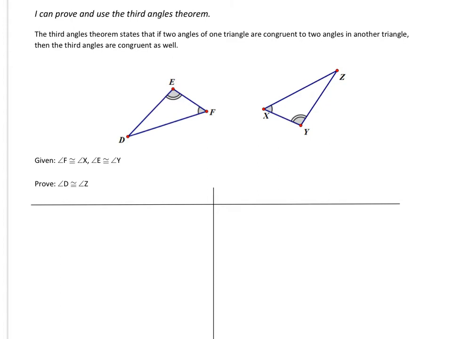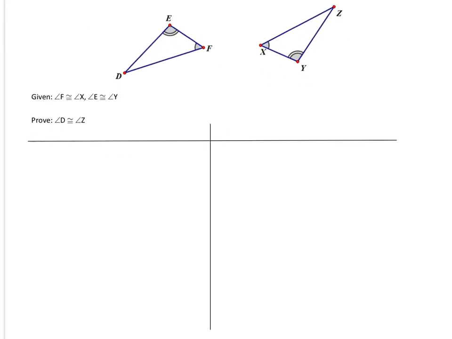So let's take a look at how we would prove this. So we've got my statements and reasons, and we start off with our given. Angle F is congruent to angle X, angle E is congruent to angle Y. That's a given.